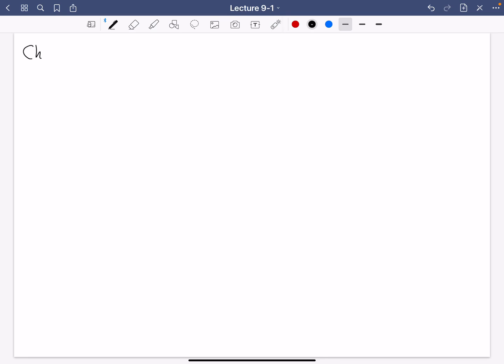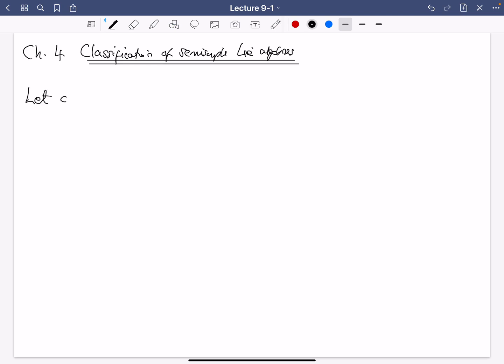Well, that was the interlude about root systems. Now we're ready to go back to Lie algebras, and I can finally explain the classification of semisimple Lie algebras to you. So again, let G be a finite-dimensional semisimple Lie algebra.